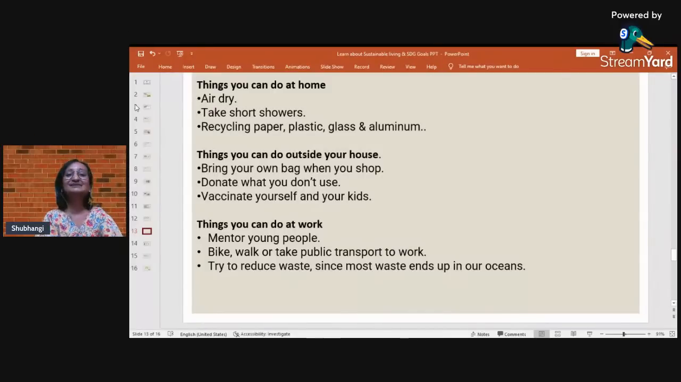Like, things you can do at home: air dry. If you're washing your clothes, let them air dry. Take short showers to prevent wastage of water. Recycle paper, plastic, glass, and aluminium. Whatever you can recycle. Recycling is very, very important.